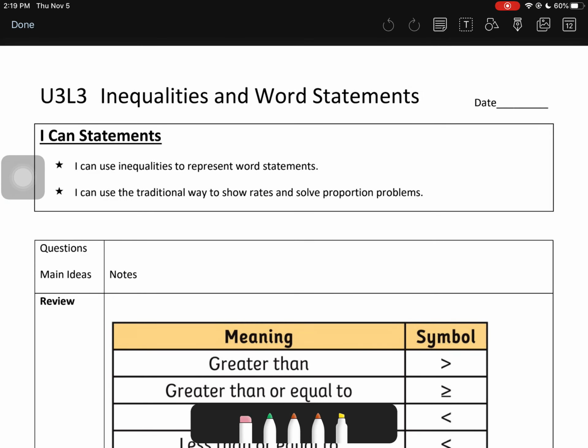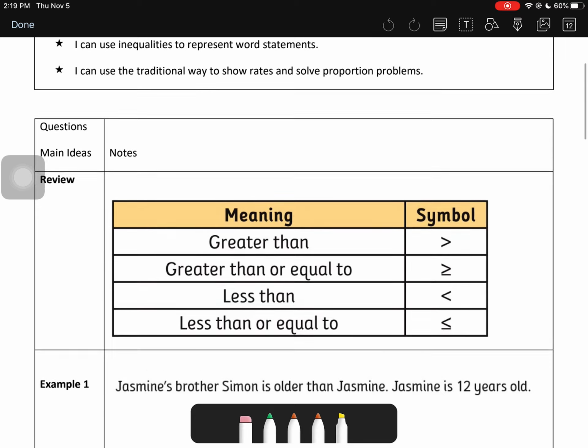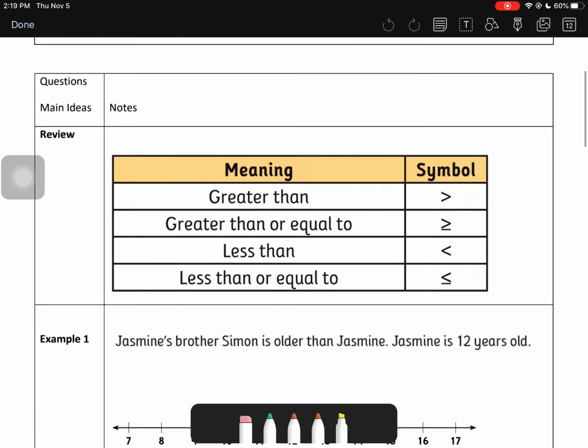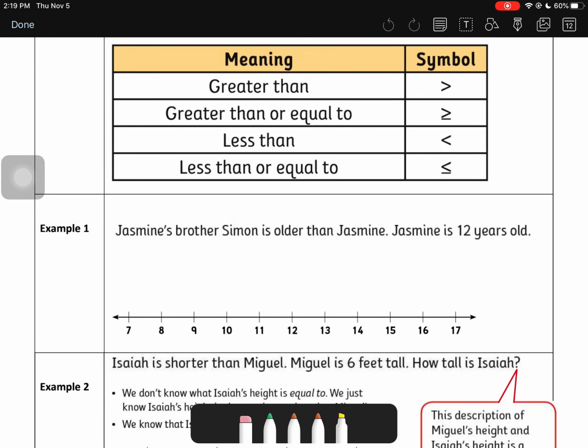In this lesson, we are going to do inequalities and word statements. So let's remember that greater than and greater than or equal to both point to the right. Less than and less than or equal to both point to the left. And the difference is if it's equal to, we have that bar underneath.